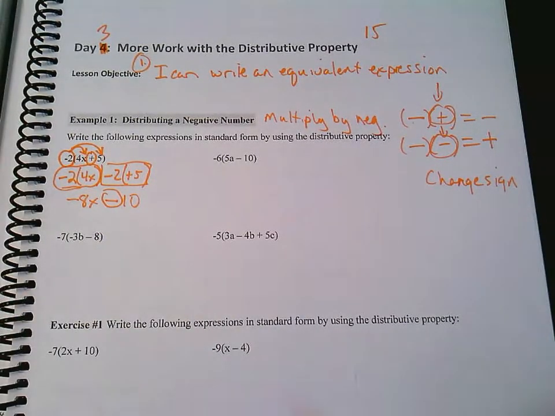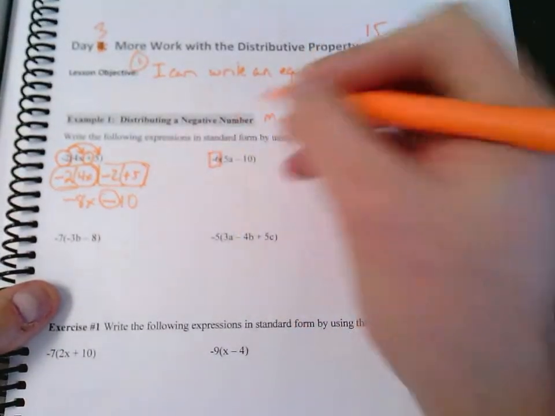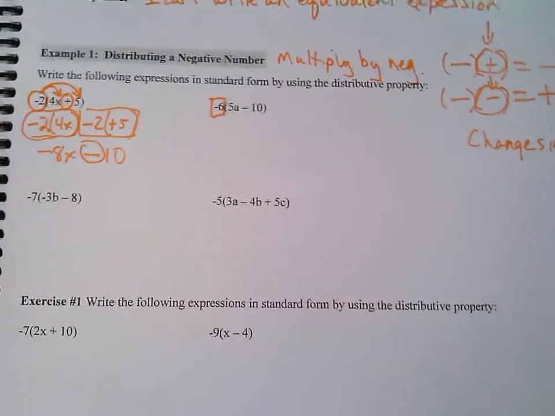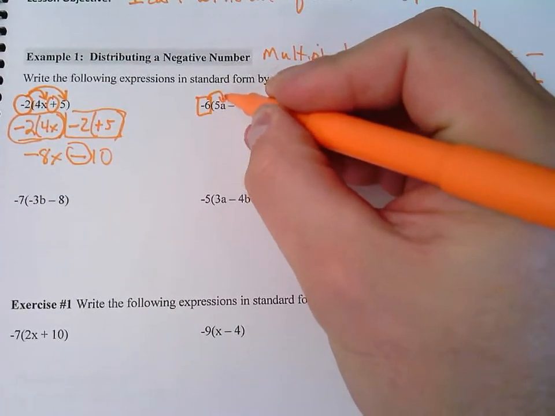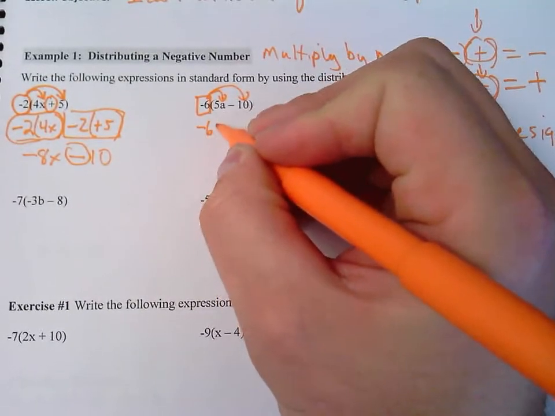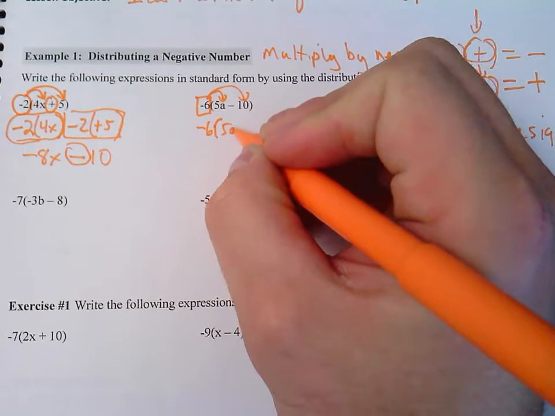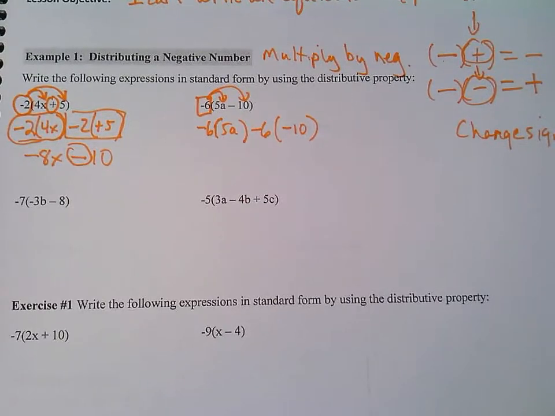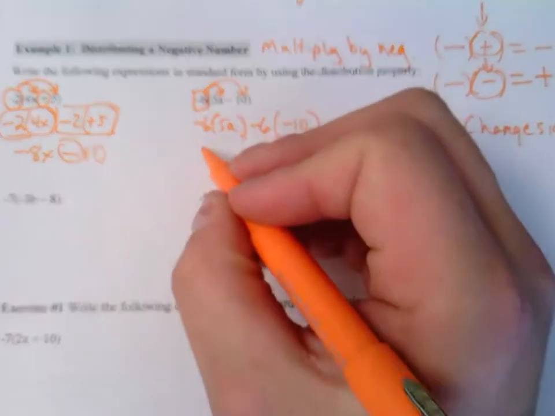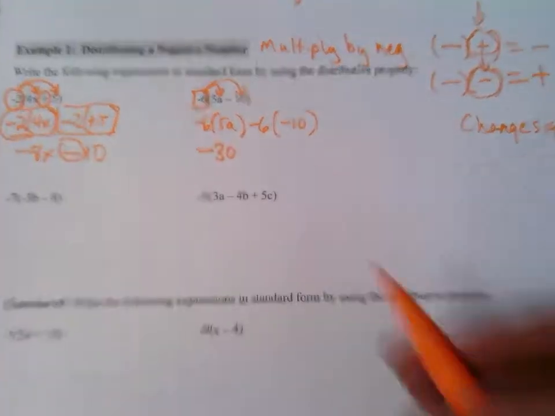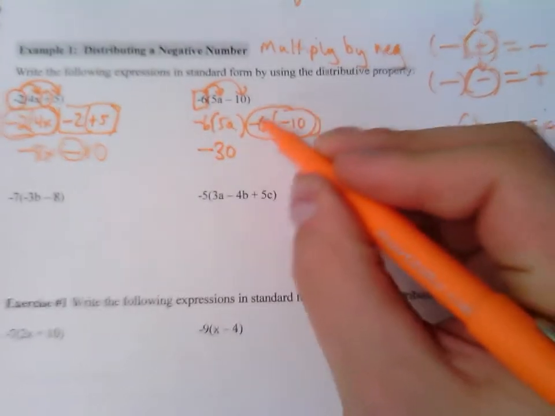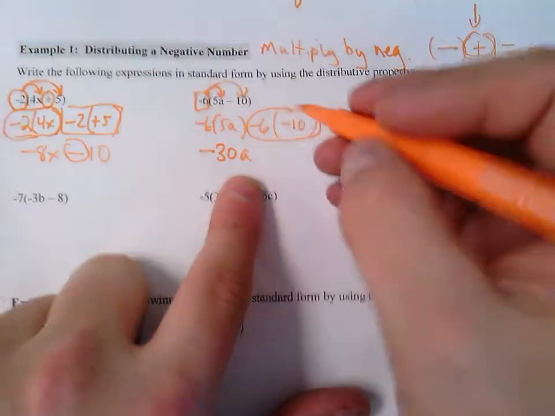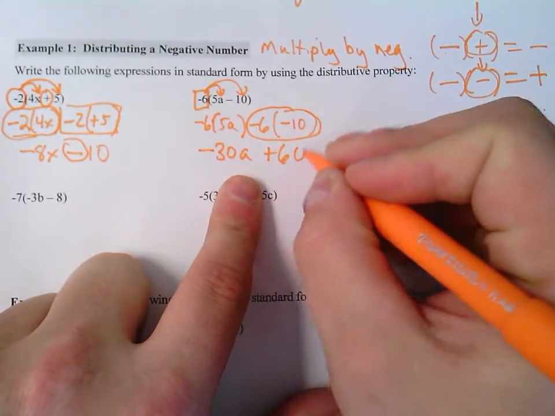But let's look at another one, the one on the right. Now we're distributing a negative 6. So this is negative 6 times 5a and negative 6 times negative 10. Negative 6 times positive 5 is negative 30. And negative 6 times negative 10 becomes, oh, put the a, forgot about that. Yes, the variable just goes along for the ride. And this becomes a positive 60.